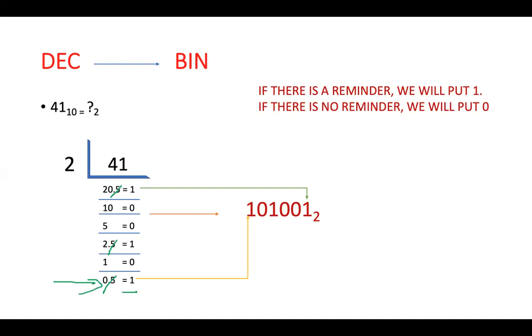For the answer, you can start from up, 1, 0, 0, 1, 0, 1, or you can start from down, 1, 0, 1, 0, 0, 1. Of course, the base is 2 because now it is a binary number. So if we have a remainder, we will put 1. If we don't have a remainder, we will put 0. This is the division when we want to change from a decimal number to a binary number.